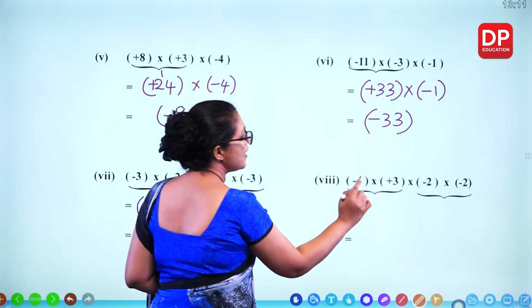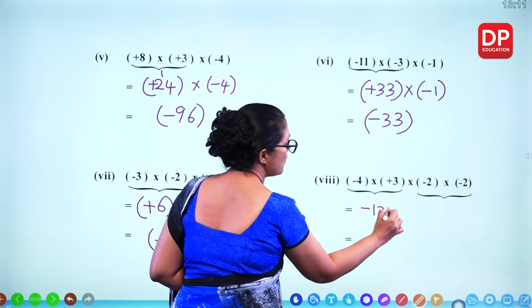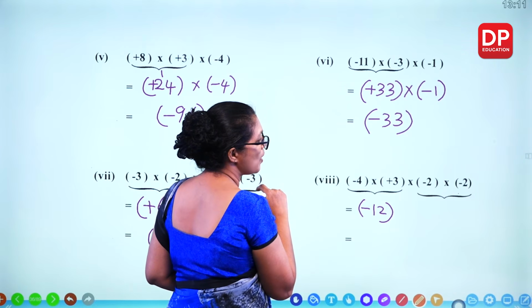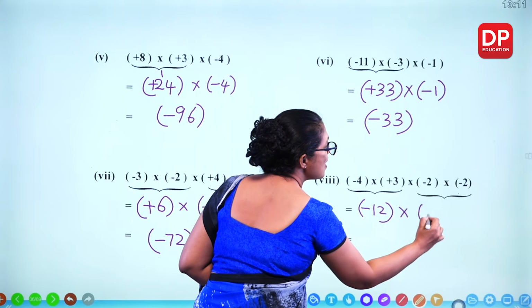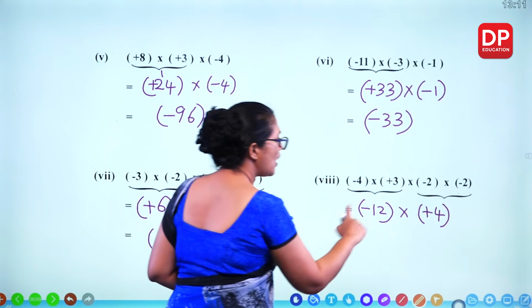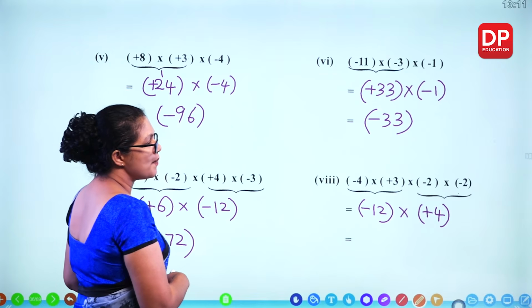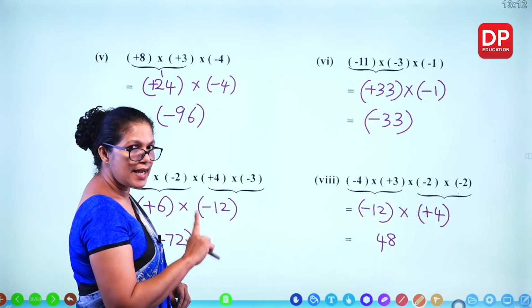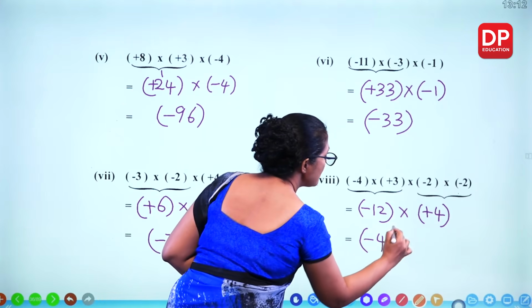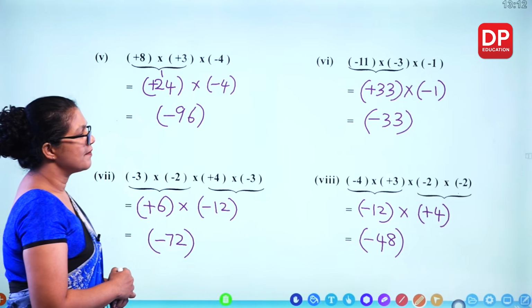Here one is positive, one is negative. Answer is 12 there, minus 12, negative 12. Both negative. Answer is positive 4. Now 12 times 4, 48. What's the sign? One negative, one positive. Answer is negative.